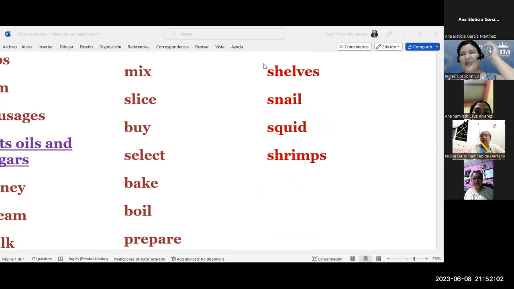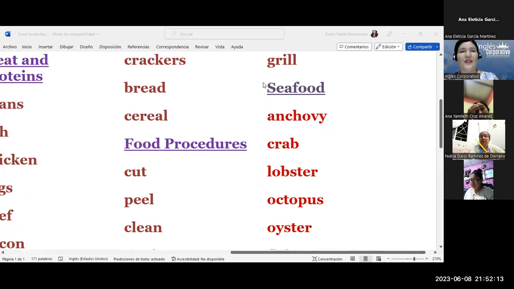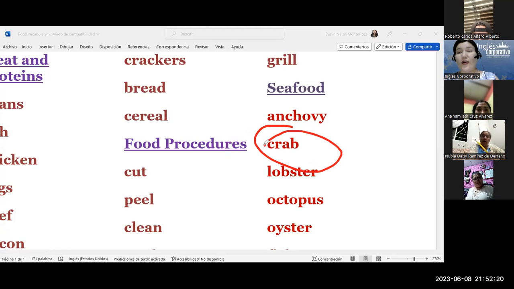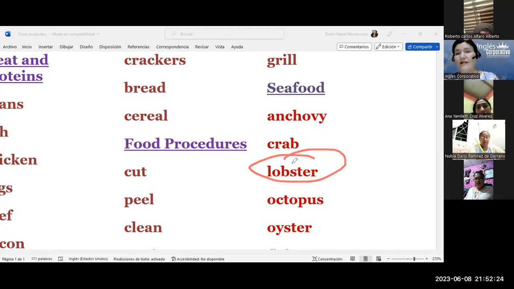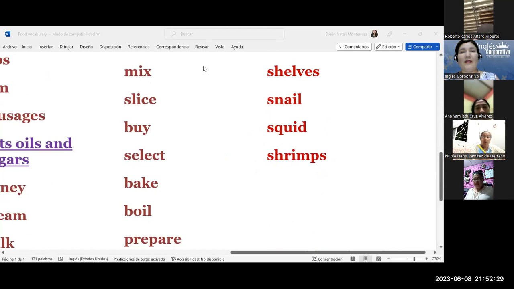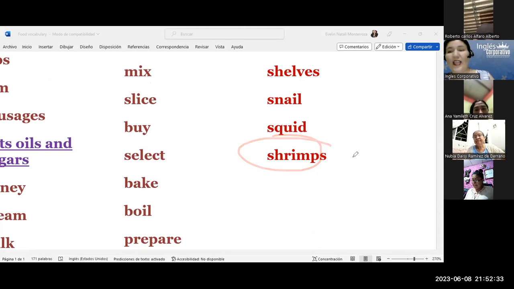How do you call this one? No, no, no, shrimp is camarones. Shrimp, ah, how do you say cangrejos? Cangrejos are crab. Crab. Este que tenemos aquí, este es cangrejo, crab. Lobster, langosta. And shrimp, camarones. Shrimps, camarones.